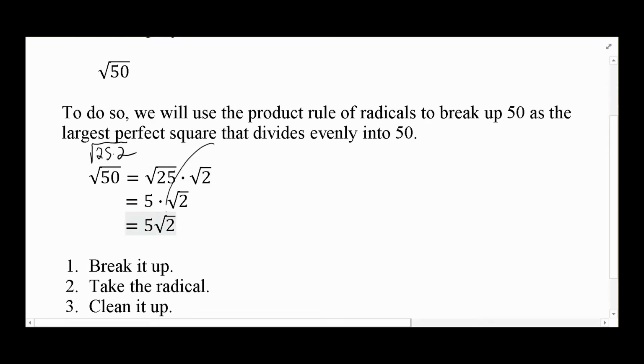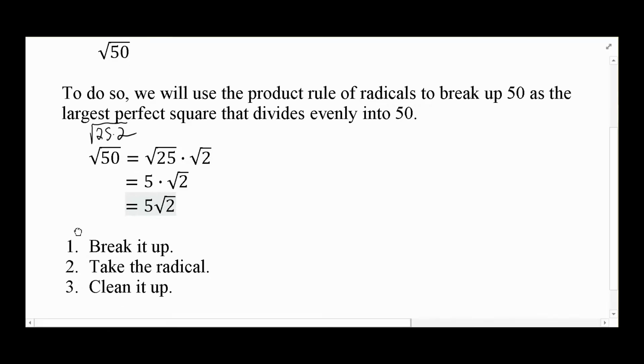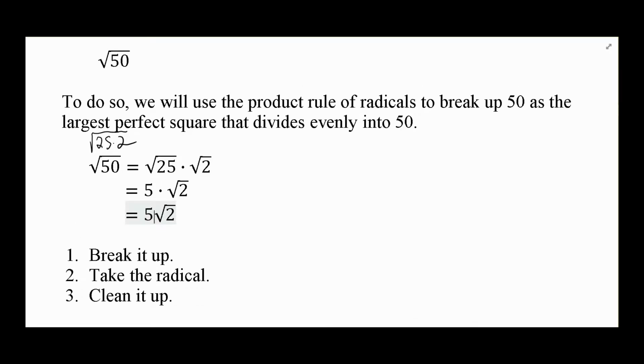But then the square root of 2 doesn't simplify at all. It just copies down from step to step. And so to simplify the square root of 50, it goes down to 5 times the square root of 2. Now, there's the answer, but we haven't really got into what we did or why we did it.